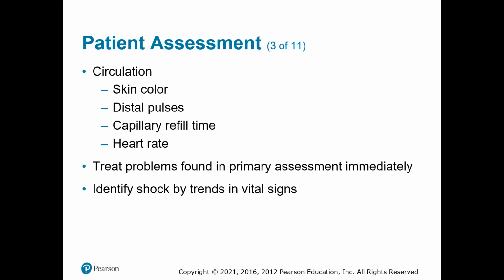Circulatory, take a look at the skin color. Is it pale, cool, diaphoretic? What's the cap refill? Is it greater than 2? Are distal pulses present? So in shock patients, as they get later into shock, we're going to start losing distal pulses. The body knows to shunt the blood to the core. It knows it needs to do that to keep organs and brain perfusing and heart getting the correct cardiac output. So treat those problems in the primary immediately, just like you always would.